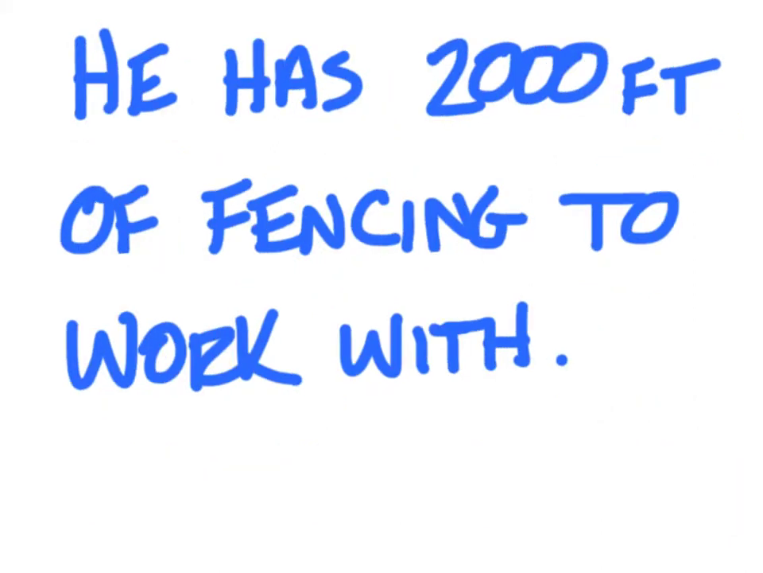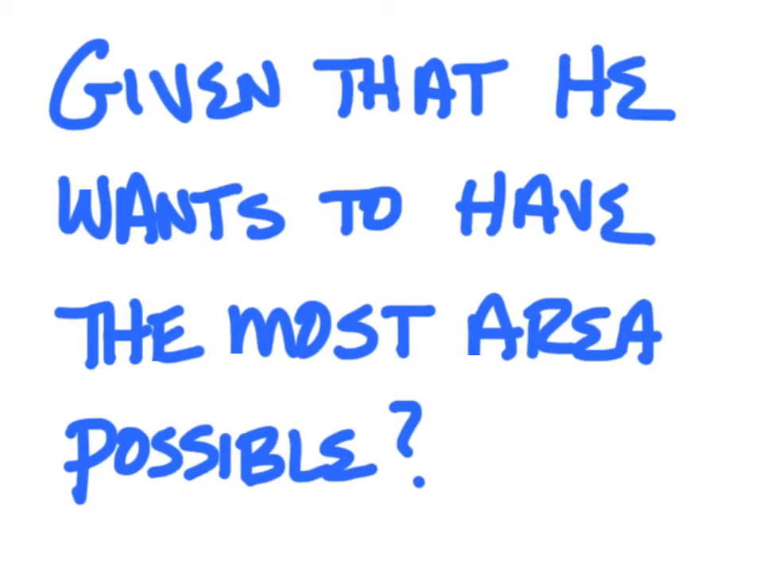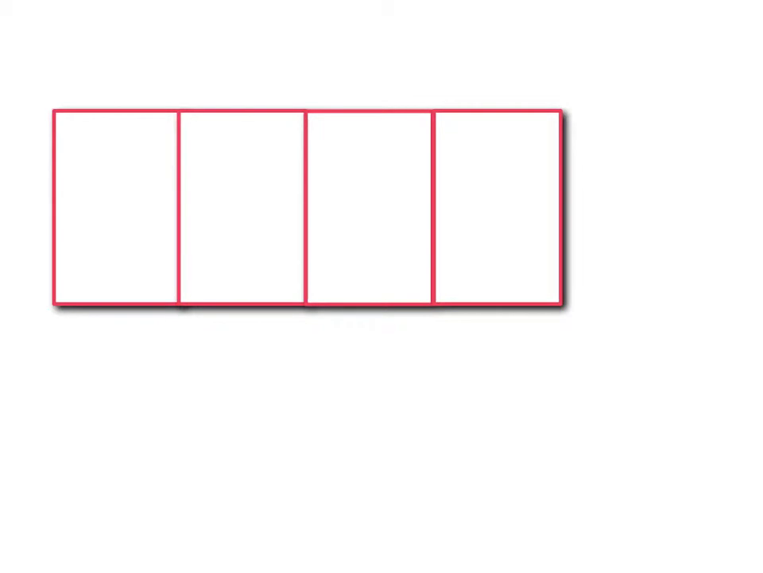He has 2,000 feet of fencing to work with. So out of that 2,000 feet, he needs 5 equal pens. What are the dimensions of one of the pens, given that he wants to have the most area possible? So here's one pen, and then we keep adding another onto it. There's number 3, and then 4, and then 5. So the figure is going to look like this.